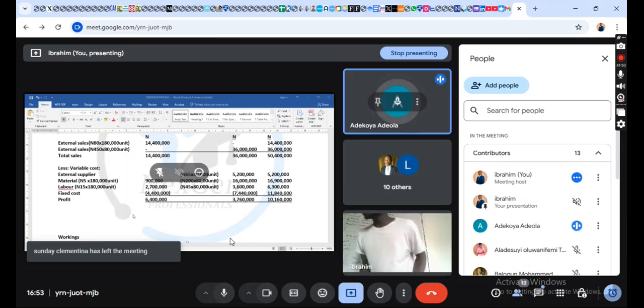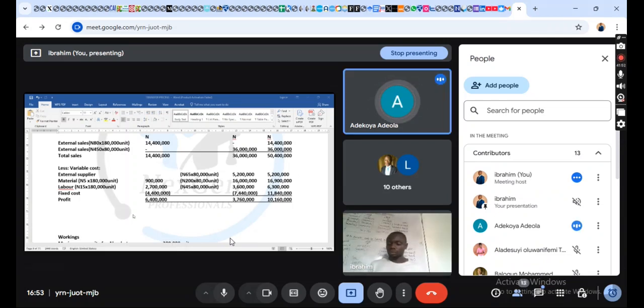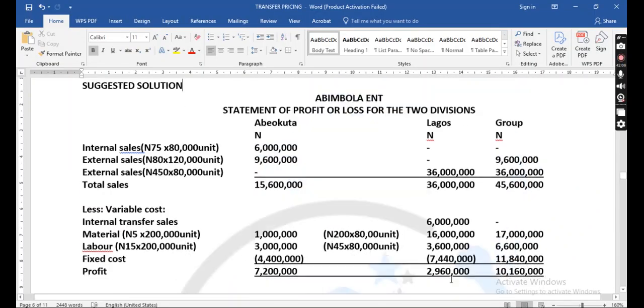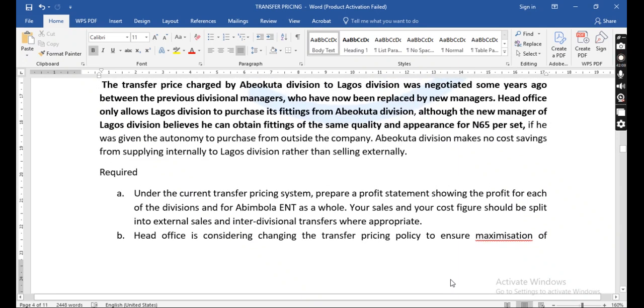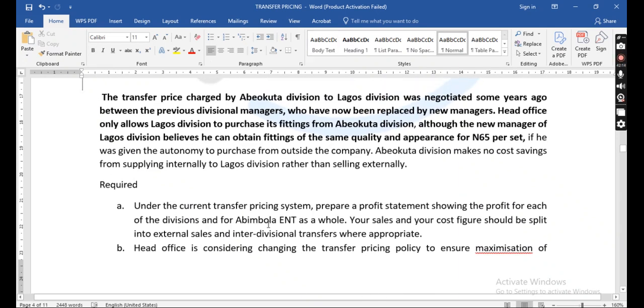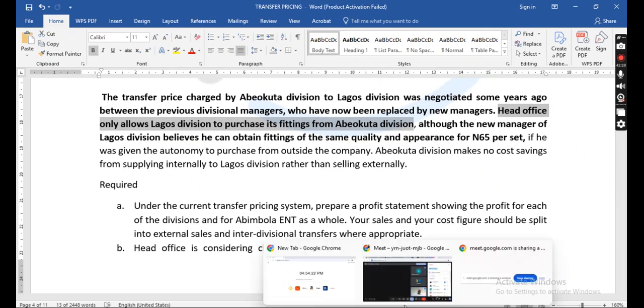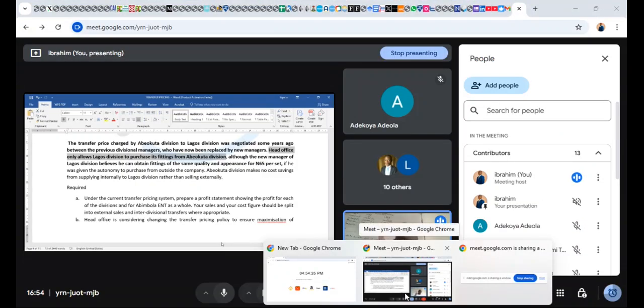Just one question before you go. This question we just solved, which policy does it fall under? Now, there are two policies. Don't forget, there are two policies. The first policy, let me show you. They say under the current transfer pricing system, head office only allows Lagos to purchase its fittings from Abeokuta division. That is the current policy. You must buy.